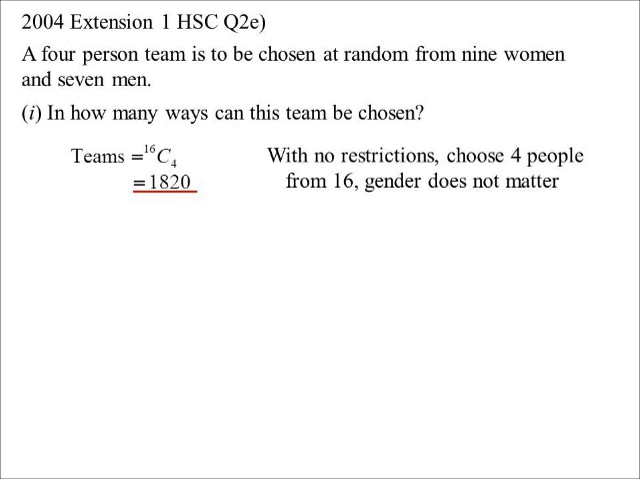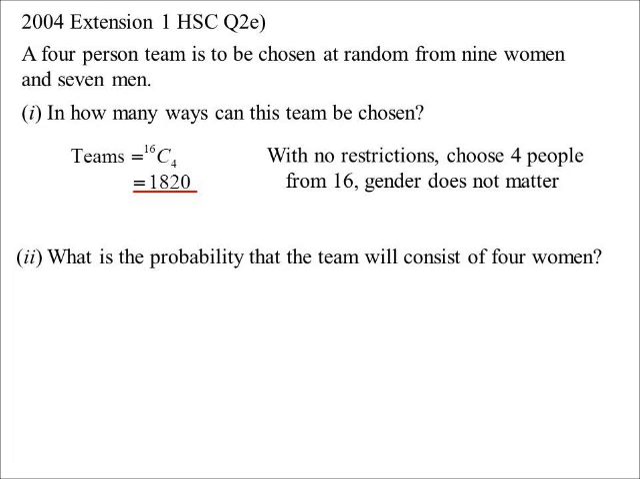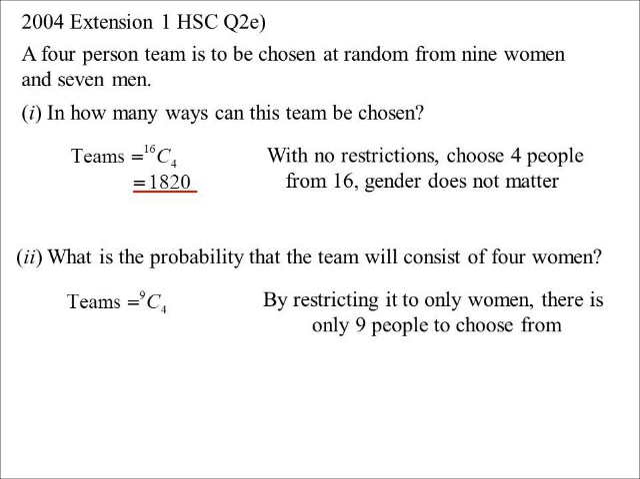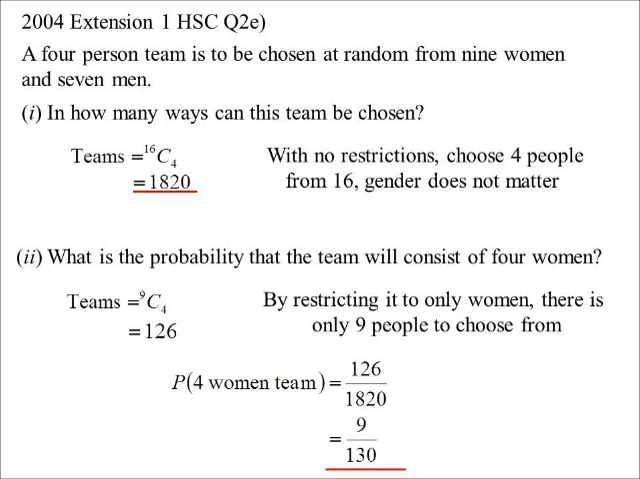Okay. Part 2 then. What's the probability that the team will consist of 4 women? All right, well, we know the bottom of the fraction will be the 16C4. If it's 4 women, well, then I'm not choosing from the men. It's 9C4 that will go on the top of the fraction. And so that will give us 126. So the probability is 126 over 1820, which is 9 out of 130 for that one.